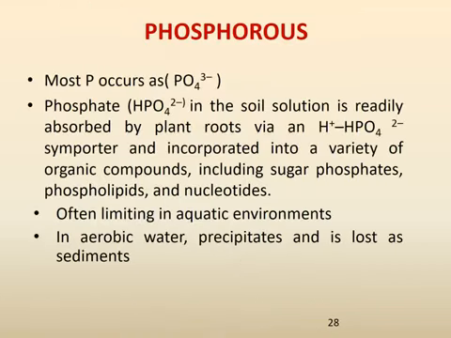Now, the importance, biogeochemical cycle and assimilation of phosphorus. Most of the phosphorus occurs as phosphate. Phosphate in the form of HPO4 in the soil solution is readily absorbed by plant roots via a hydrogen phosphate symporter and incorporated into a variety of organic compounds including sugar phosphates, phospholipids, and nucleotides. It is often limiting in the aquatic environments because in aerobic water it gets precipitated and is lost as sediments.